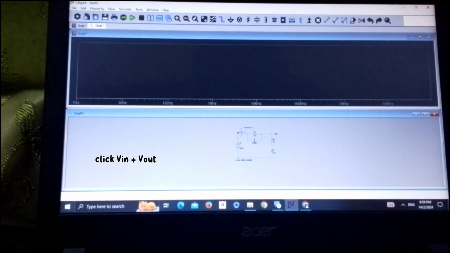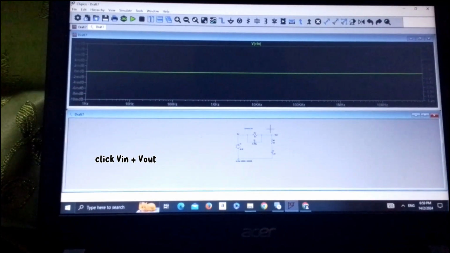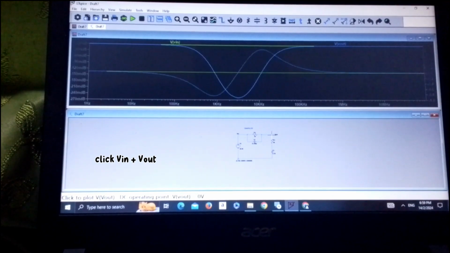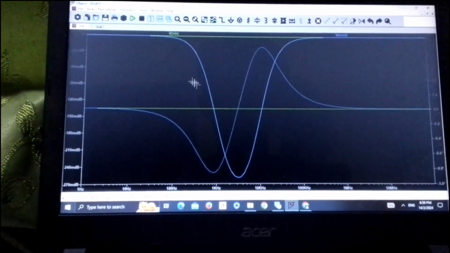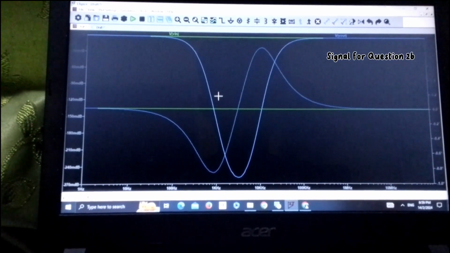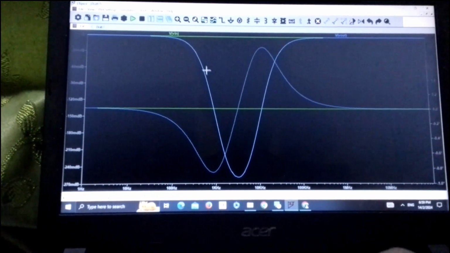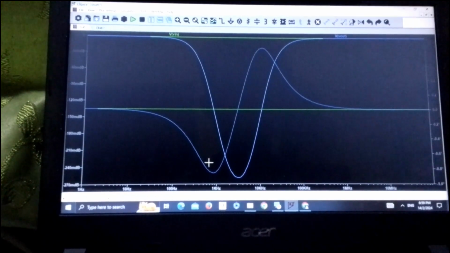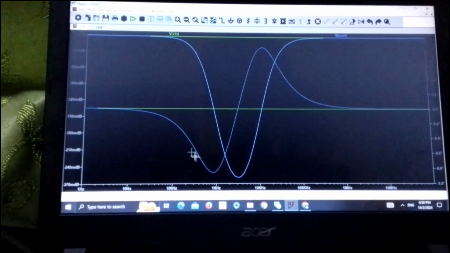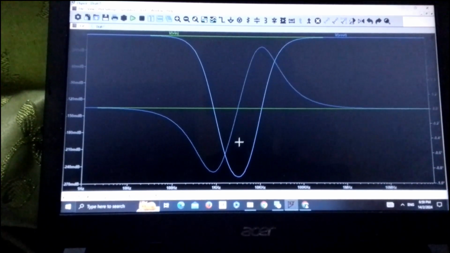So we need to click at V in first. Click that, and then click at V out. So this is our output signal. This is gain, which is V out over V in. This is gain. This is the shape of gain, and then the one below is phase shift. So I think this is the final output for question 2B.